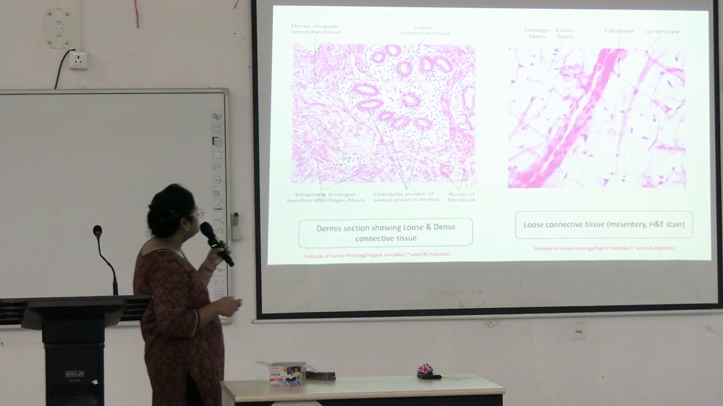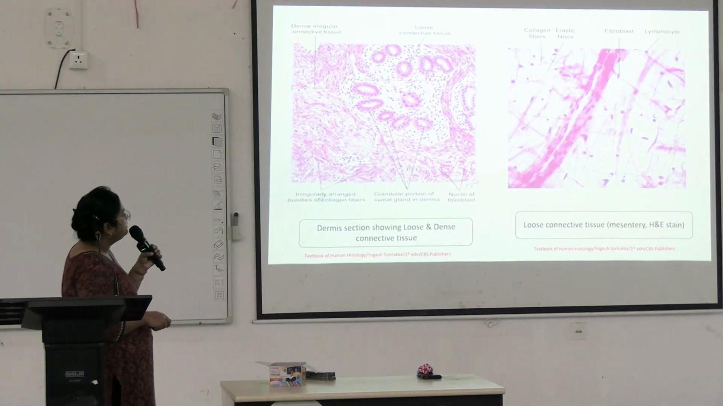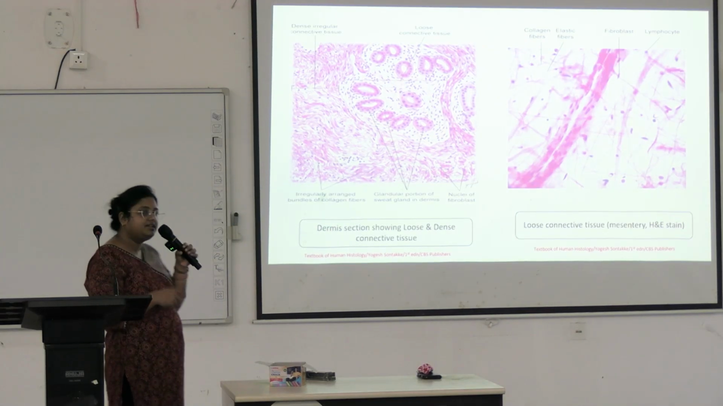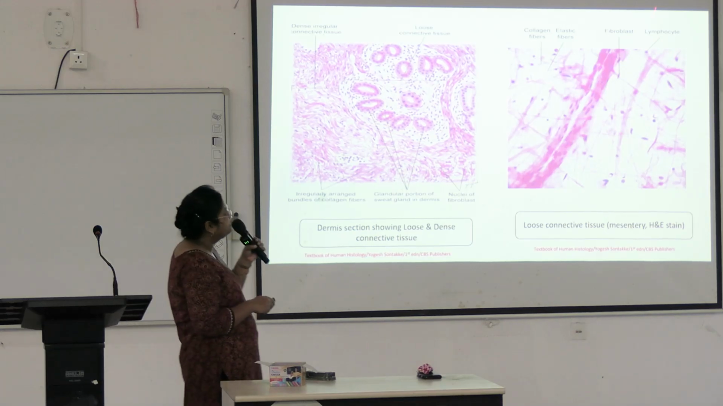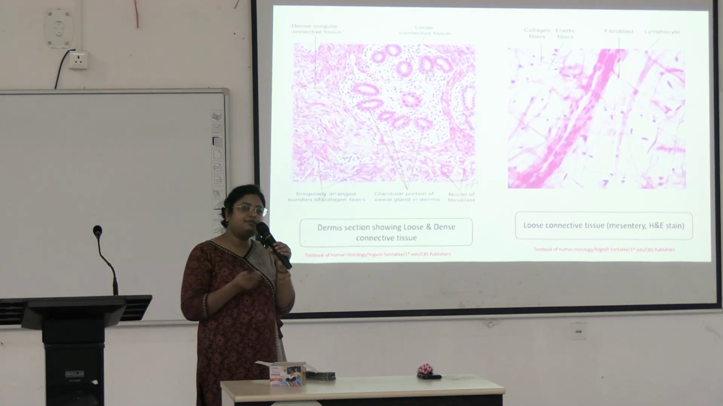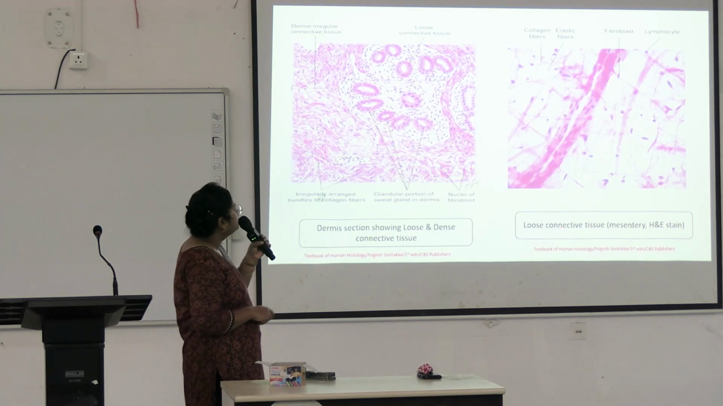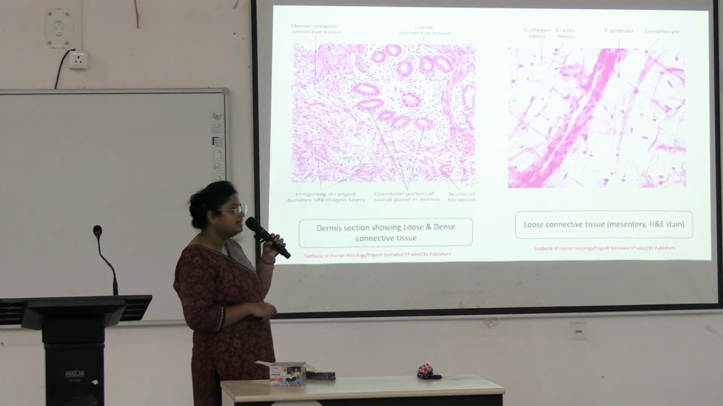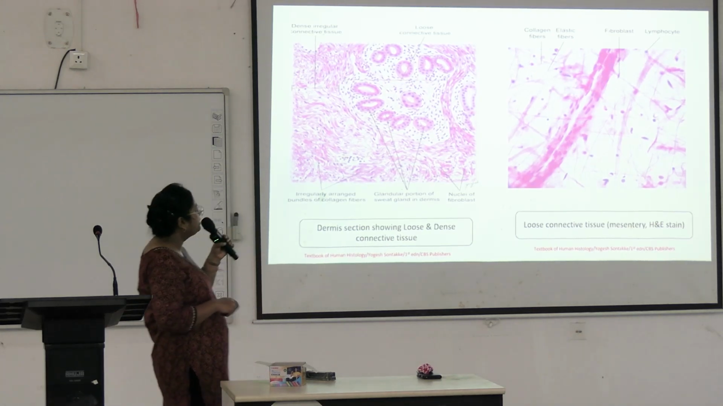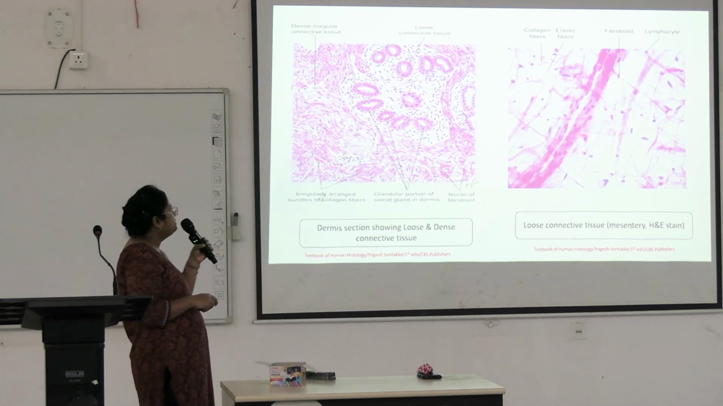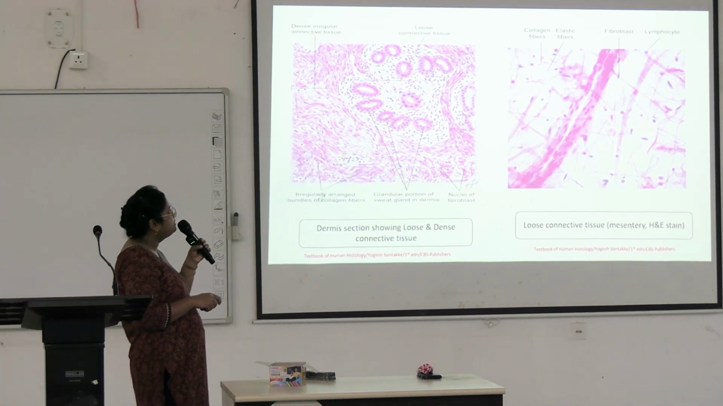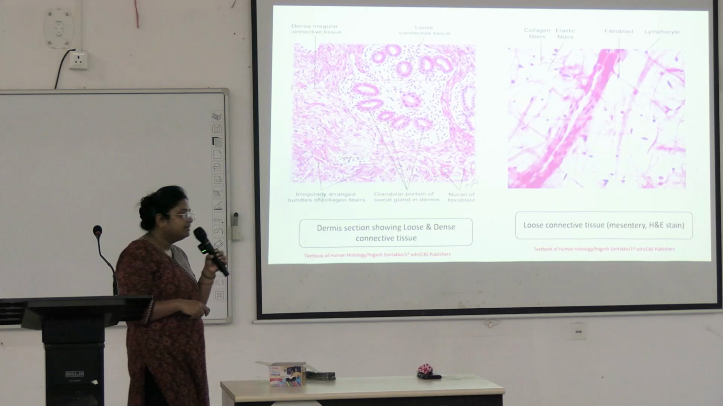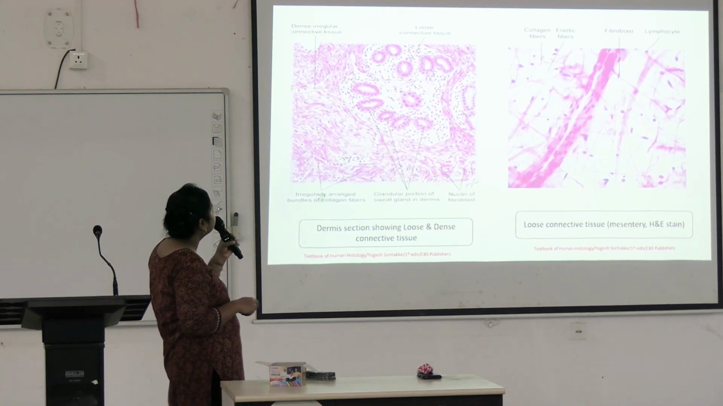Next, this is one section, this is HE stain slide of mesentery. Mesentery also consists of loose connective tissue. So collagen fiber bundles, these are nuclei of different cells, elastic fibers, all those you can see. And spaces, you have seen the larger spaces forming the areola, that's why it is loose areolar tissue.